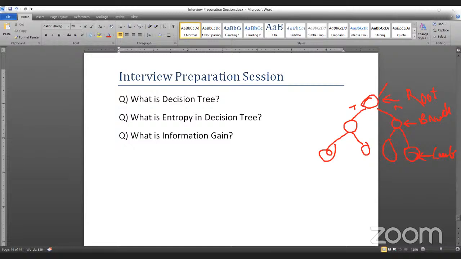Now what is this information gain? Before splitting this node, we first see what is the entropy of this column, and after splitting, what is the entropy we check, and we just subtract these two values, and that is the information gain. Whichever column has this value greater is taken as the node. I hope it is clear.